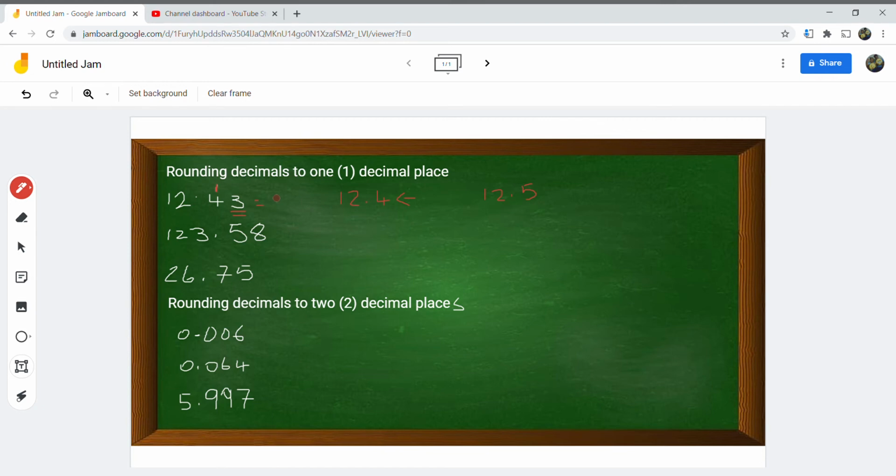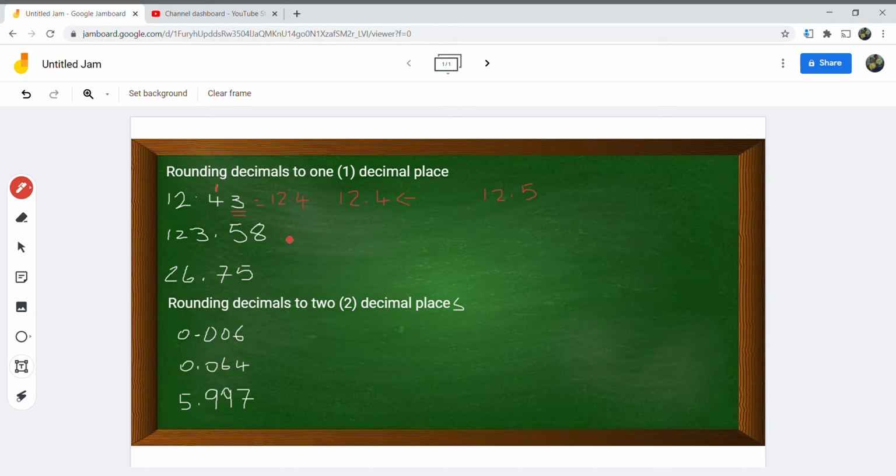We do not write any zero here because we are rounding to one decimal place. You just want to show that one decimal place. We don't write a zero there to hold any position. This is 12.4 to one decimal place. We do not put in the other decimal places. One decimal place, and that is all.